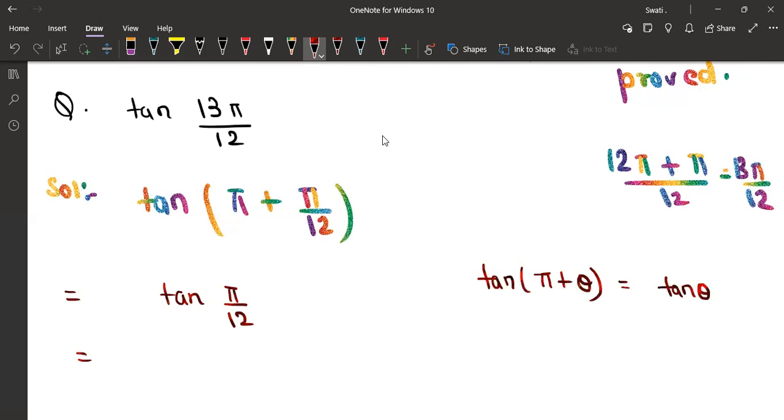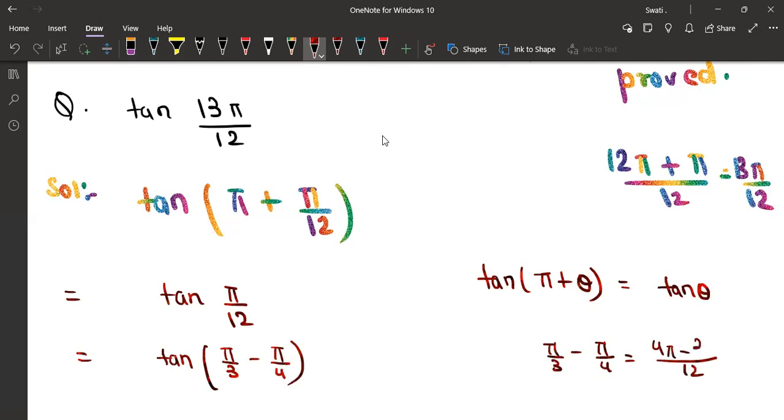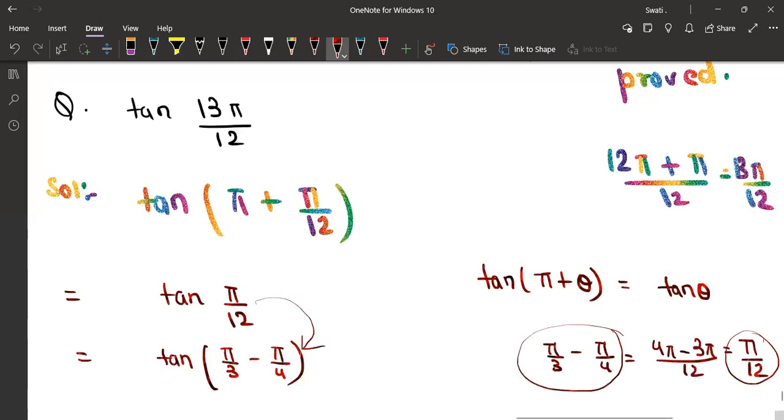So what we can do here is write this as pi by 3 minus pi by 4. Now let's see why. If you simplify pi by 3 minus pi by 4, what is the LCM? 12. So 3 times 4 is 12, so 4 pi minus 4 times 3 is 12, so 3 pi. So 4 pi minus 3 pi is pi over 12. So you can see, again, I have done the backward thing, right? Because I'm getting this for pi by 12, at the place of pi by 12, I have replaced it with this.